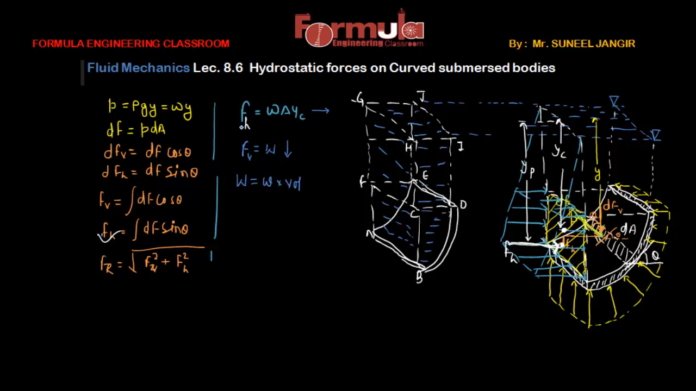As we know FH and FV, we can easily calculate FR, the resultant force. FR will be equal to the square root of FH square plus W square. In this case, this W is actually FV. So the generalized formula is this one. Now let's understand this concept with a numerical.